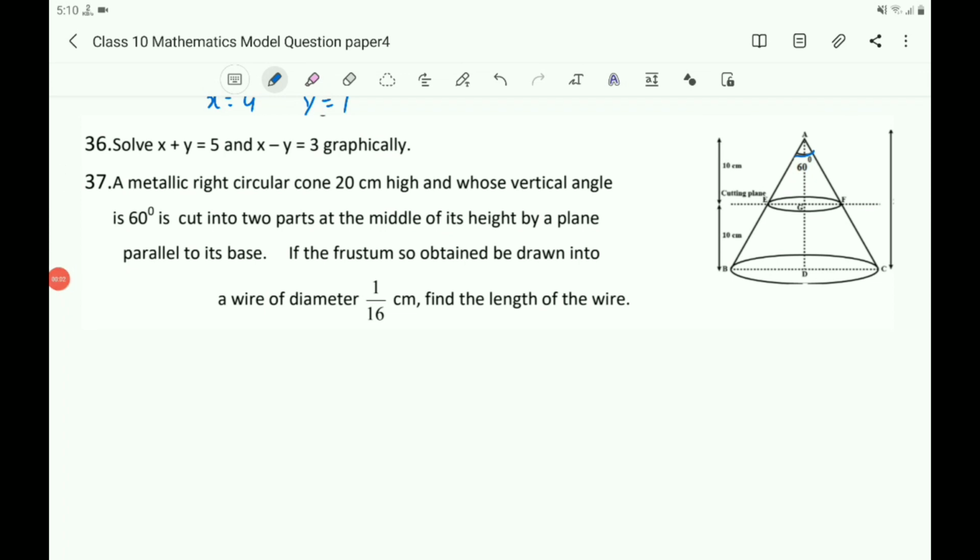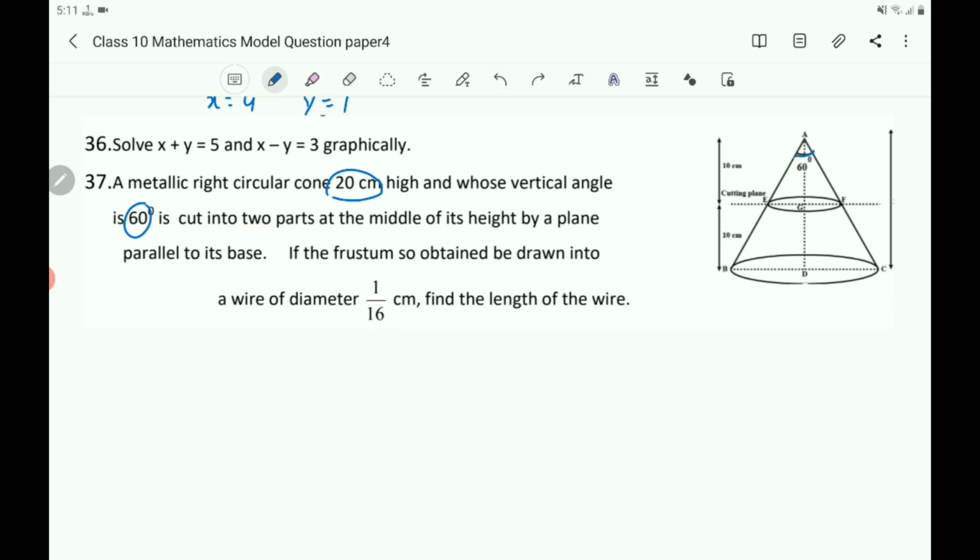Now the question number 37. A metallic right circular cone 20 centimeter high and whose vertical angle is 60 degrees is cut into 2 parts at the middle of its height by a plane parallel to its base. If the frustum so obtained be drawn into a wire of diameter 1 by 16 centimeter, find the length of the wire.